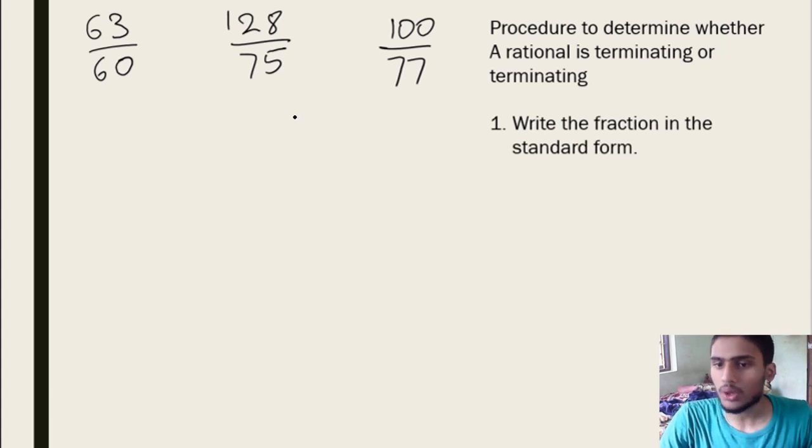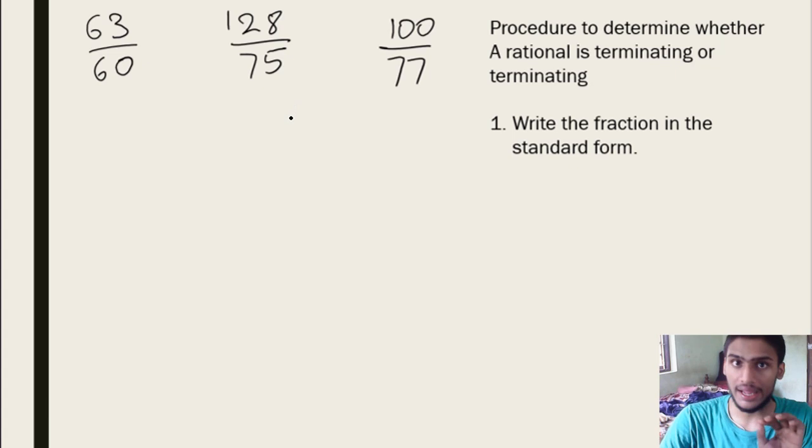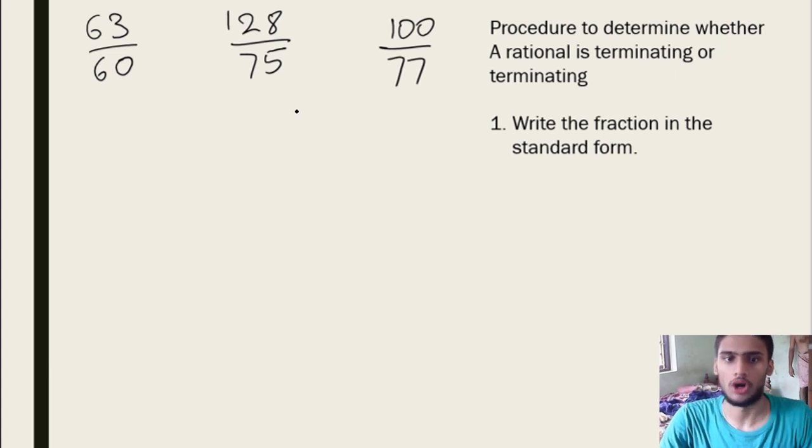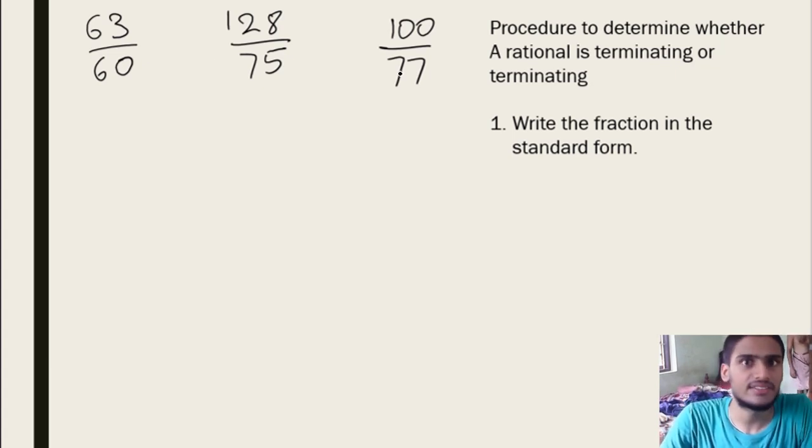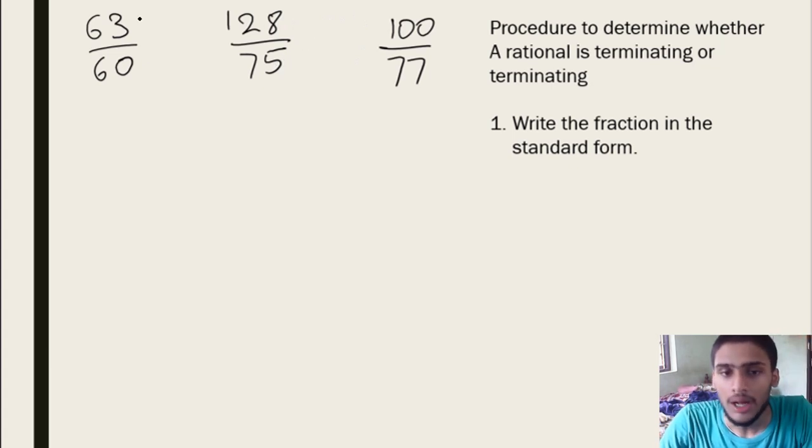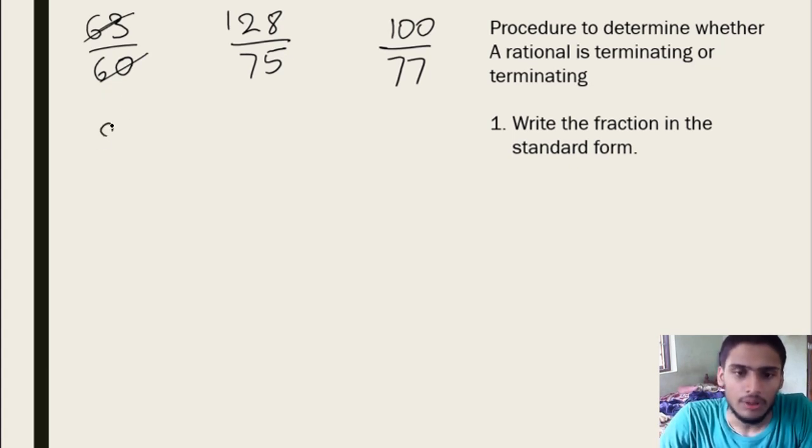So the first step is to write the fraction in the standard form. Do not ever forget this, because if you miss this step, there is a high chance of you getting it wrong. So 100 by 77 is already in standard form, 128 by 75 is already in standard form, but 63 by 60 is not in standard form. They can both be factorized by 3, and you will get it to be 21 by 20.